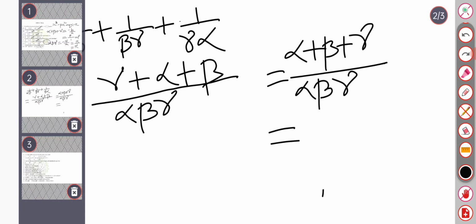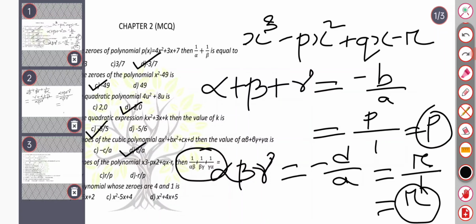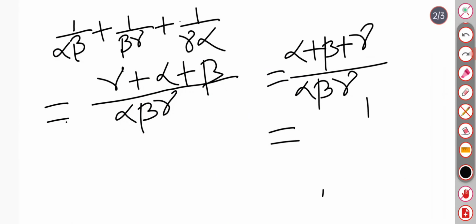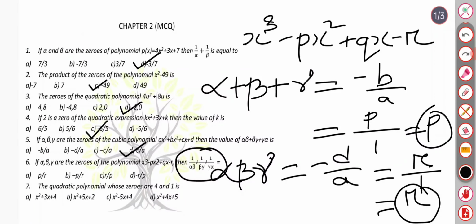ना इफ यू सी हम लोग का इसका वैल्यू कितना मिला था? अल्फा प्लस बीटा प्लस गामा का वैल्यू पी मिला था एंड प्रोडक्ट अल्फा बीटा गामा का वैल्यू आर मिला था ना. जस्ट पुट दिस वैल्यू हियर. सो इसका वैल्यू क्या मिला था? पी. और इसका वैल्यू क्या था हम लोग का? आर. सो आंसर इज पी बाई आर. सो पी बाई आर कौन सा ऑप्शन में है हम लोग का? पी बाई आर. दैट इज ऑप्शन नंबर ए. हम लोग का ऑप्शन नंबर ए करेक्ट हो जाएगा.